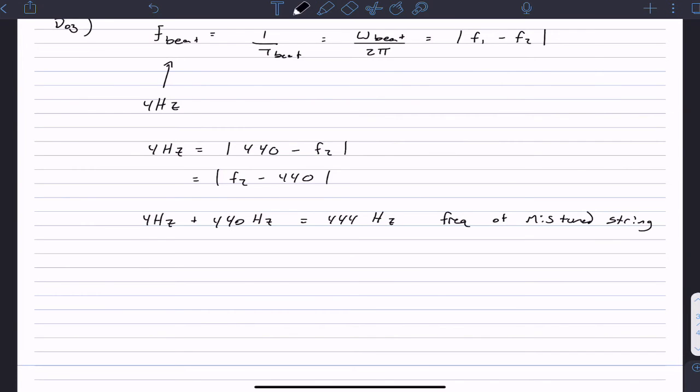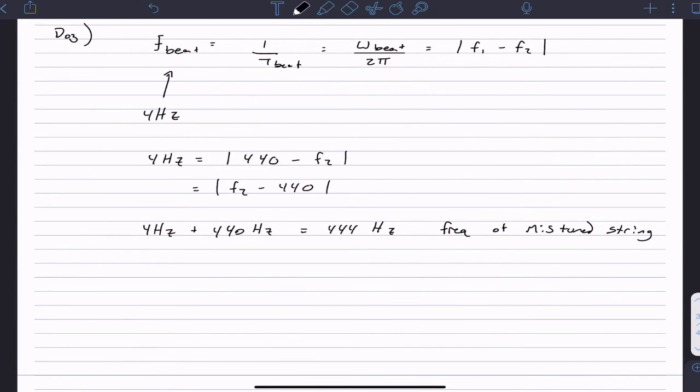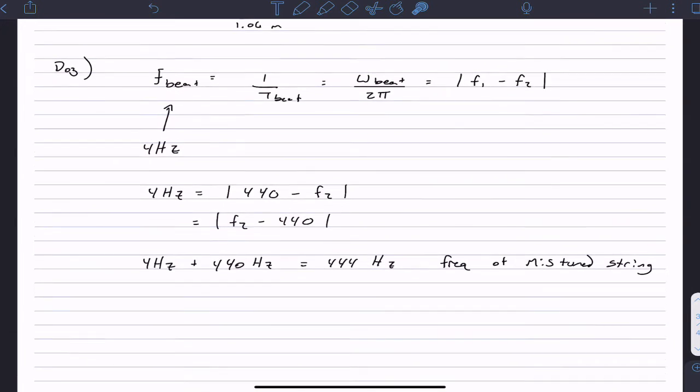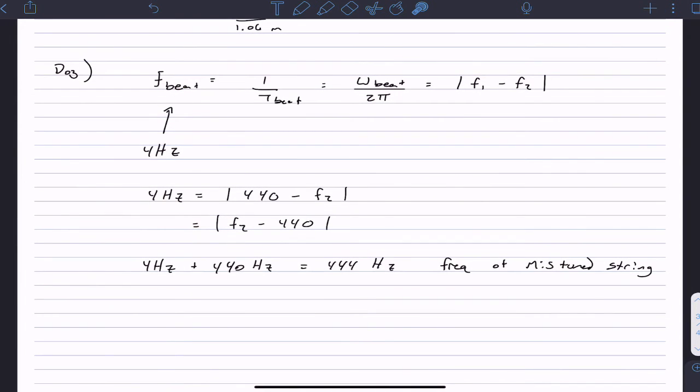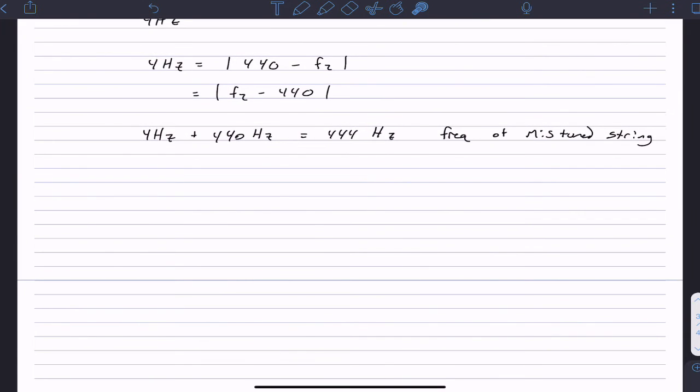Mistuned string. We just found that by considering that a beat frequency is actually the difference between the frequencies that you hear. You can also consider it as 1 over the period, but we were given the beat frequency itself and an initial frequency. Okay, next problem.